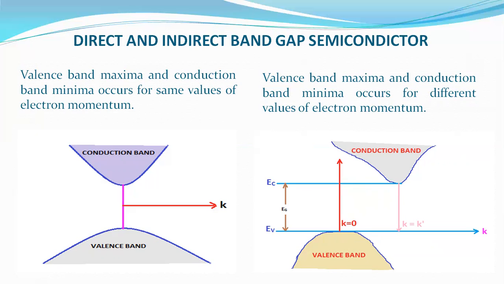The practical semiconductors which are physically available, silicon, germanium, etc., are all indirect band gap semiconductors. And other compound semiconductors like gallium arsenide, gallium indium phosphide, and indium phosphide are all direct band gap semiconductors by nature.